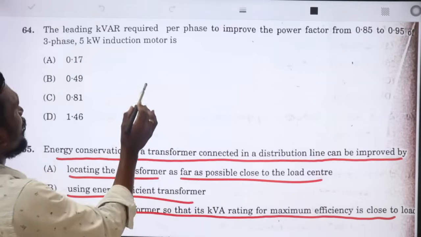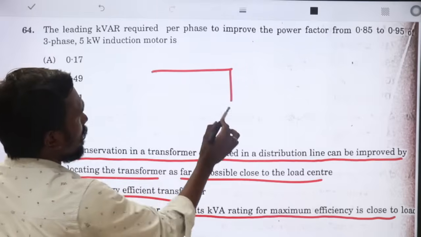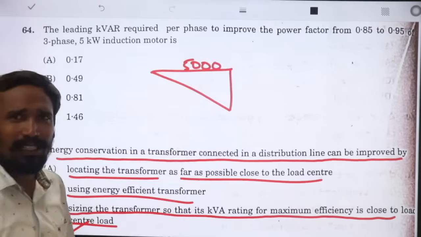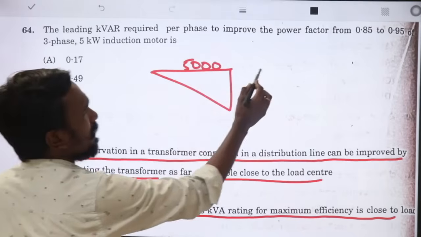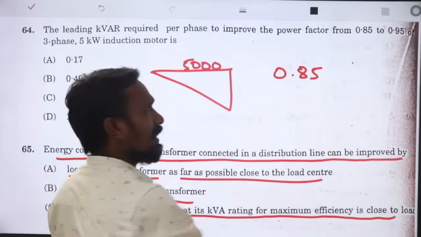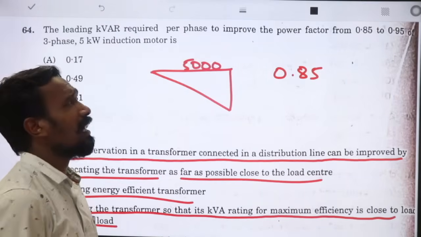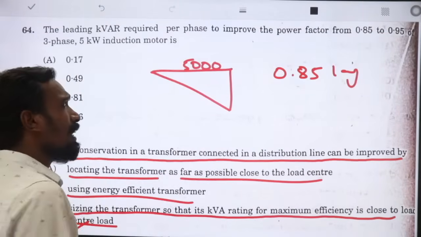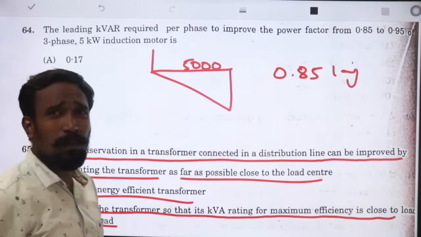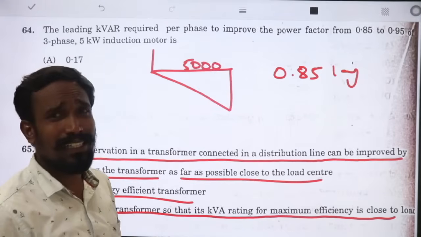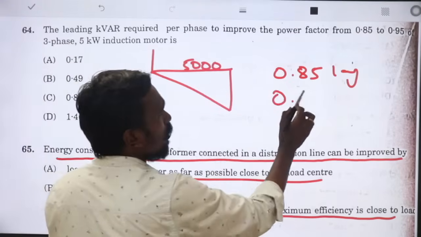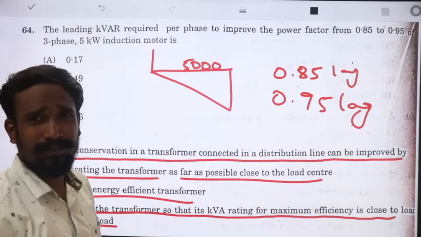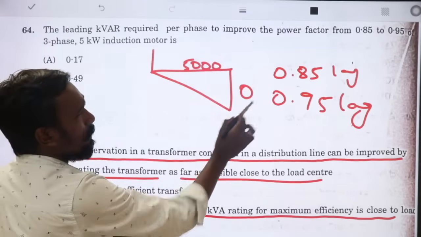So what they gave: one induction motor is there. For that induction motor, 5000 watts is the active power, and the power factor given is 0.85. This is an induction machine, so lagging power factor. But now I want to add some reactive power here in order to get 0.95 lagging.